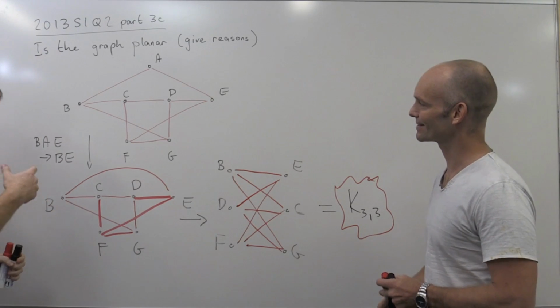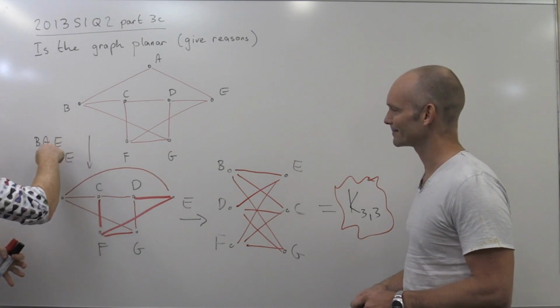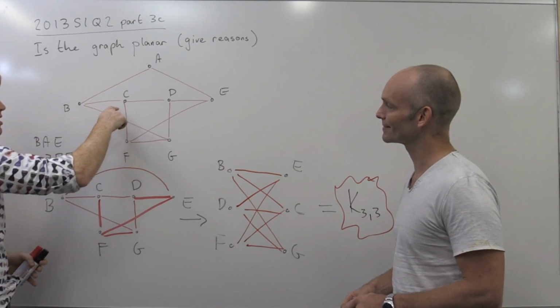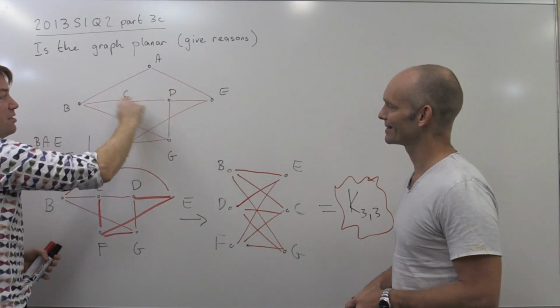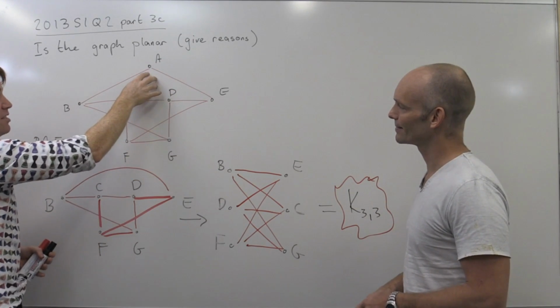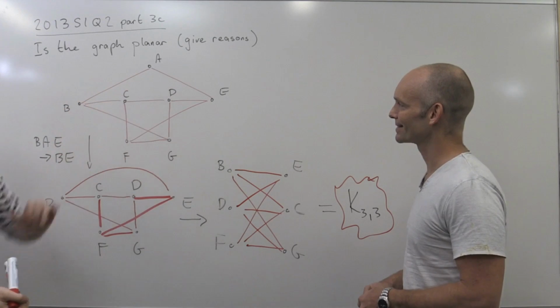Another thing that will give you some information about which vertices to smudge out is that you need to eliminate the odd cycles. And this A here is giving you this odd cycle. So you've really got lots of reasons to think this is the vertex I'm going to smudge out.